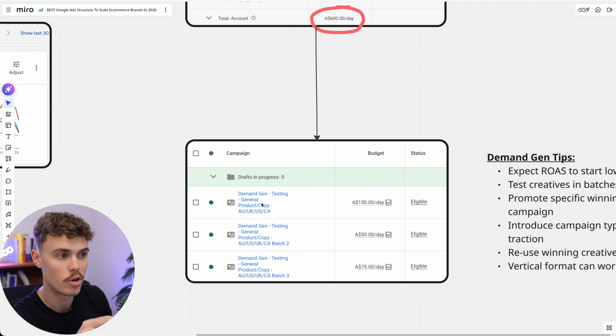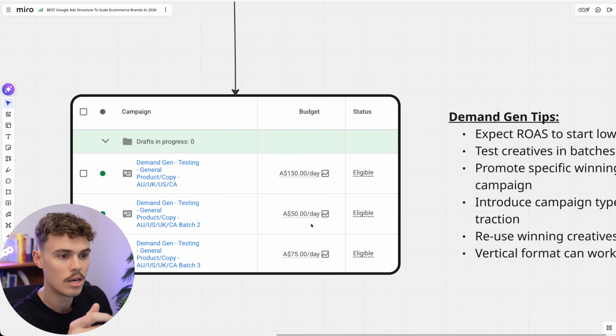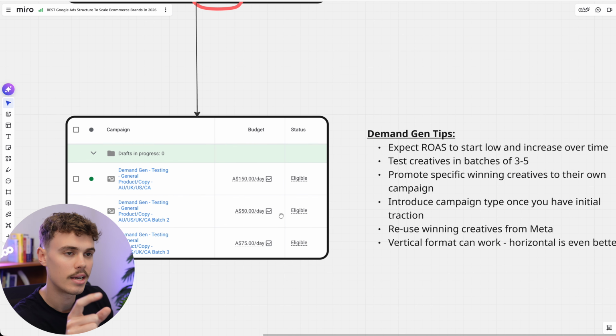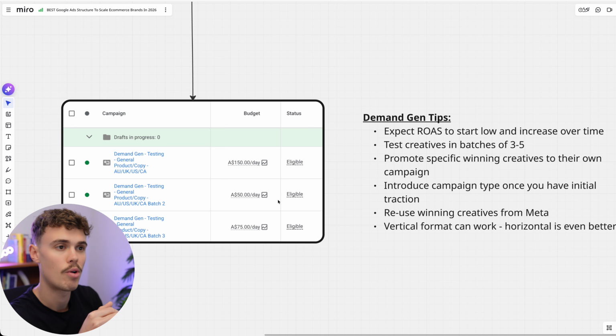However, we've introduced some new campaign types from here. Demand gen. Now you can see demand gen is still a fairly conservative spend here, only about $275 a day across all the campaigns. But it's a very important part of scale once you start to saturate your PMAX and shopping campaigns. So a few things that you want to keep in mind with demand gen when you get to this level.